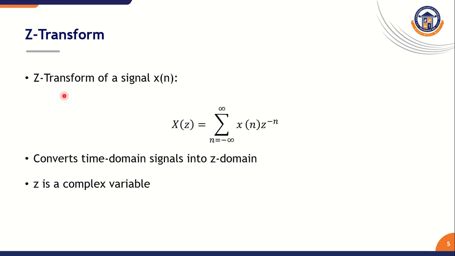The Z transform of a discrete time signal x of n is defined as X of z equal to summation of x of n into z power minus n. Here z is a complex variable. The Z transform converts time domain signals into Z domain signals, which simplifies analysis.